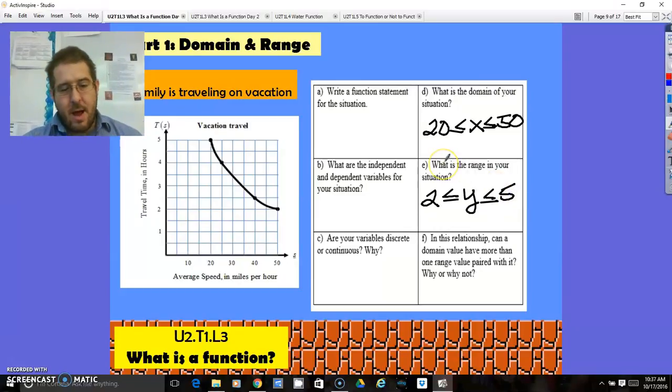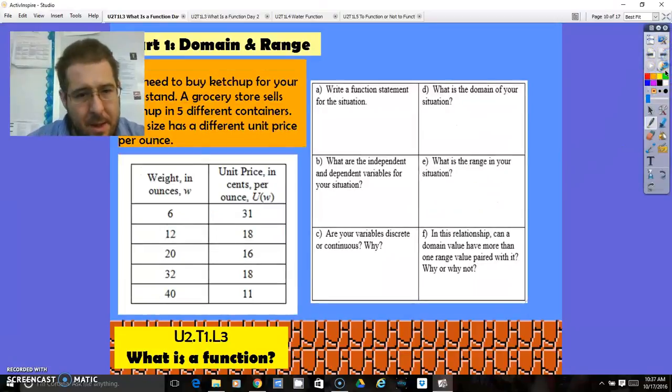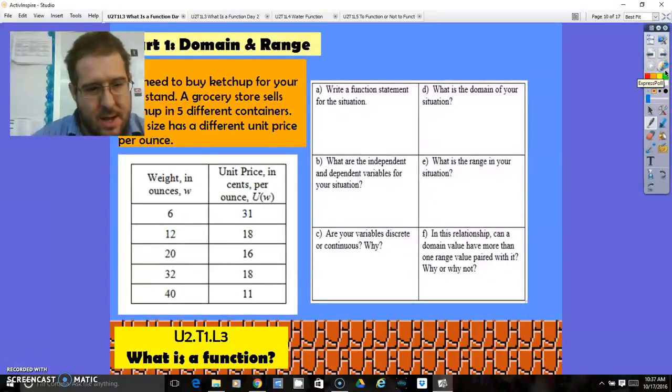So domain, you're asking yourself, how far left and right does the graph go? And range, you're asking yourself, how high does the graph go? Okay, so that's basically all that is. I'm going to keep practicing domain and range because that's what I want you to get out of it.